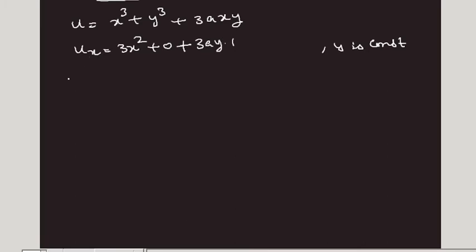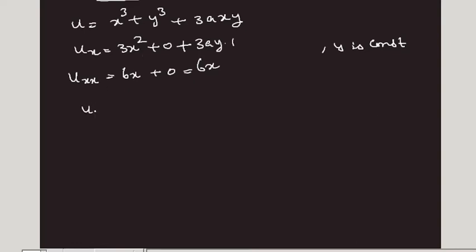So here I am differentiating u x with respect to x. So u is differentiated 2 times. Here 3x square can be written as 6x, plus already 0 is there, plus here 3ay, y is constant. While differentiating with respect to x, y is constant, this becomes 0. So we get 6x.